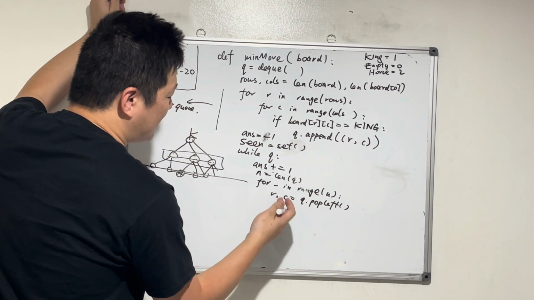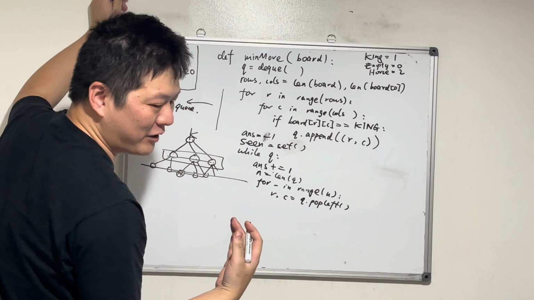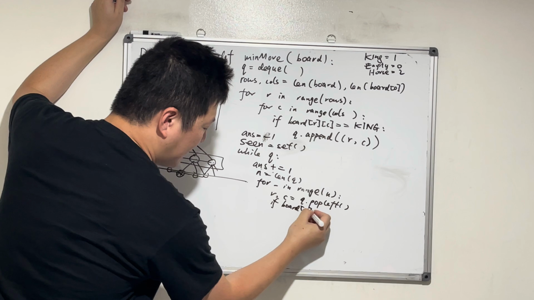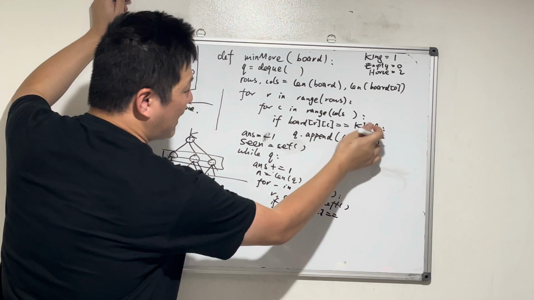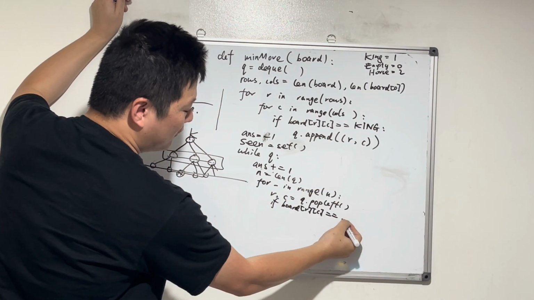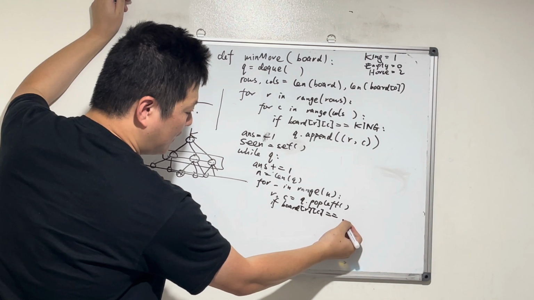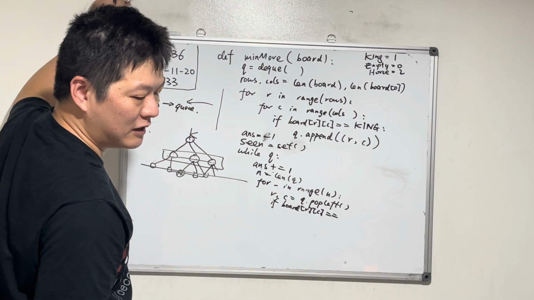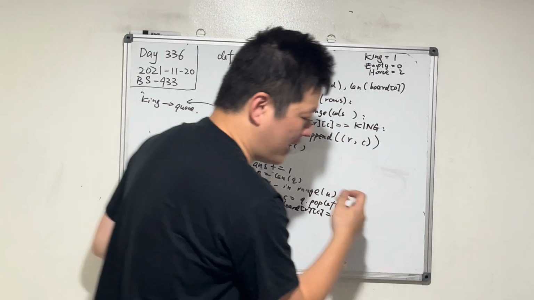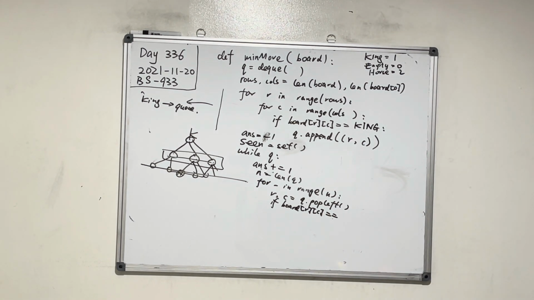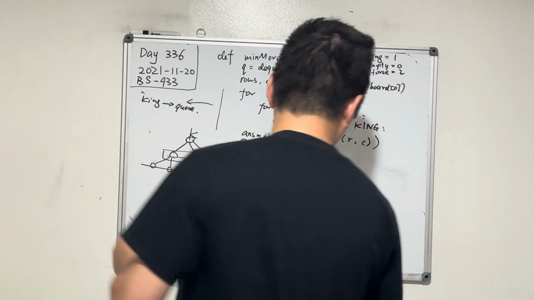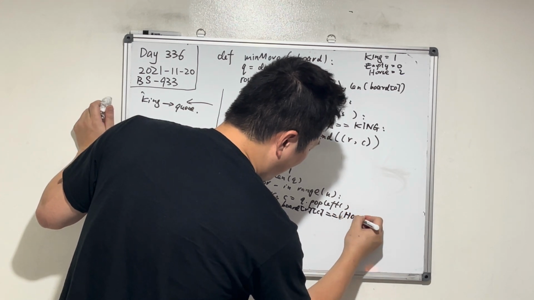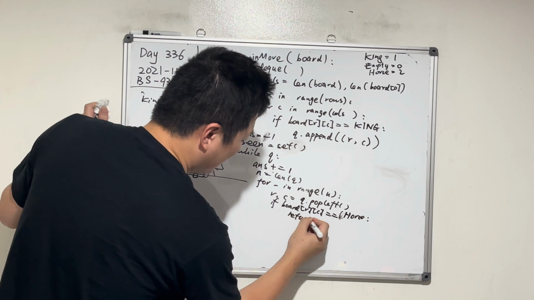Then we need to check if it's the destination, then we can return answer. So if board at r, c equals what? We are starting from the king, so where are we going to end? If the board is what? We're starting from the king, and if we visited what? The knight or horse, yeah, the knight. Let's do it horse. If we ended at the horse, then we can just return answer.